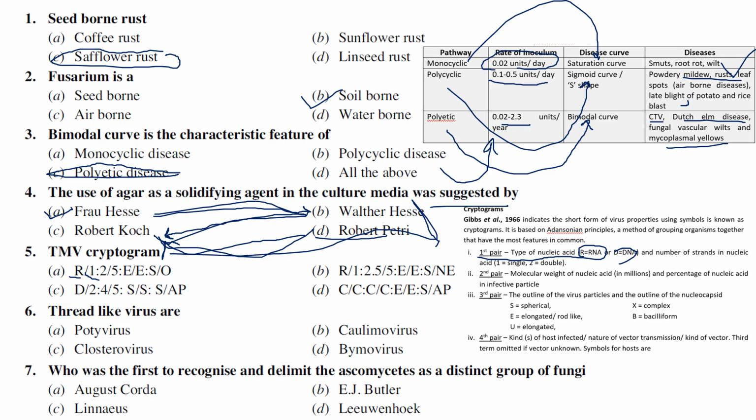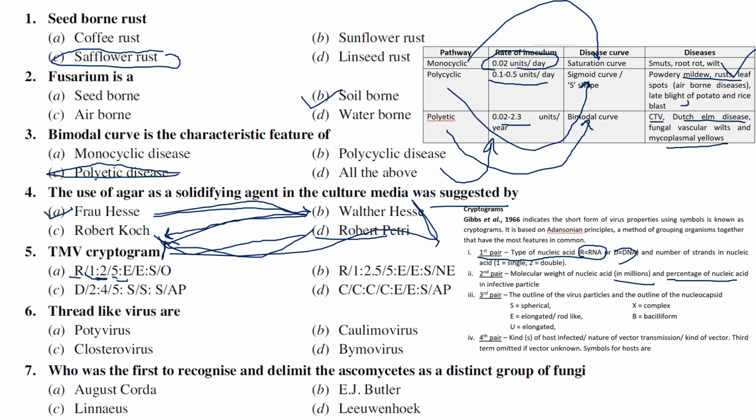The second pair: the molecular weight of the nucleic acid in million Daltons, and the percentage of nucleic acid in the infective particle. So 2 is the molecular weight, 2 million Daltons. 5 is the 5% nucleic acid percentage of the virus. For example, if 20% nucleic acid is there in the virus, it would be 20, 10% means 10, 5 means 5, like that. So TMV generally contains 5% nucleic acid and 95% protein coat.